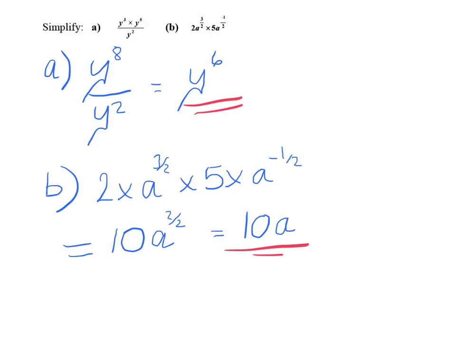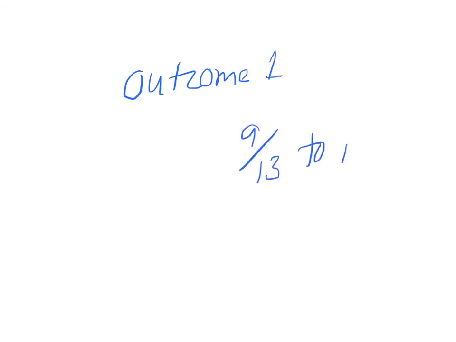That's the end of outcome 1. And for outcome 1, you need 9 out of 13 to pass. Of course, we're all aiming for 13.